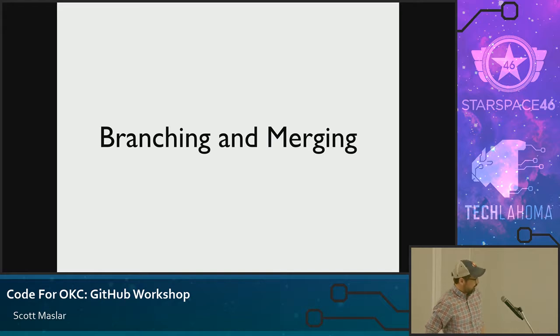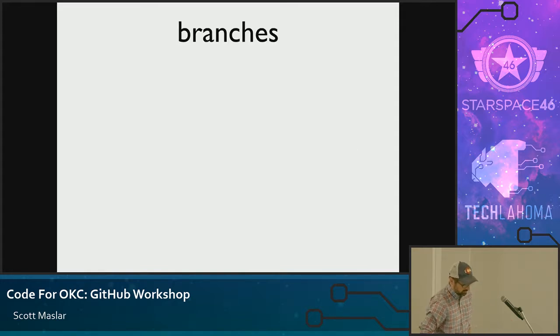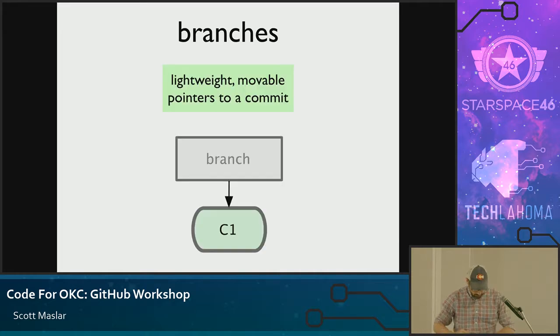Branching and merging. All right, so this is one of my favorite bits about Git. It's kind of complex to understand, but once you get it, it's super simple. It's really not a bad concept. It's just kind of hard to wrap your head around it. So if we have questions here, please ask, because it's kind of hard to explain as well. So we're going to start with branches.